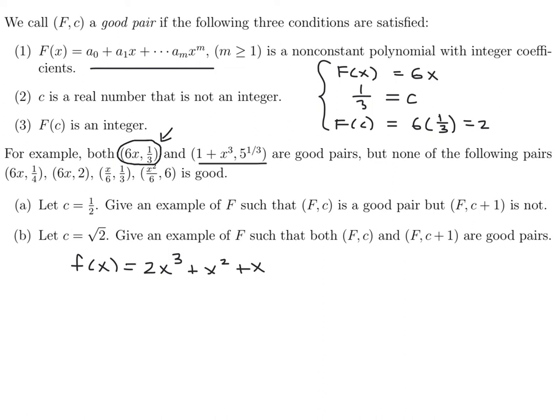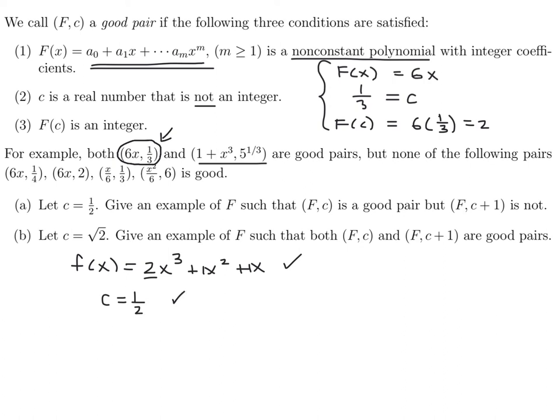First criteria: is it a non-constant polynomial? Yes. Does it have integer coefficients? Yes: 2, 1, and 1. And it's non-constant, and it is of this form. So that's the first criteria. Second criteria: is c a real number? Well, c is given in this case as a half. It is a real number and is not an integer.